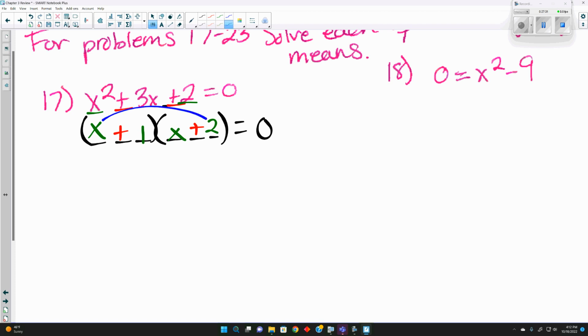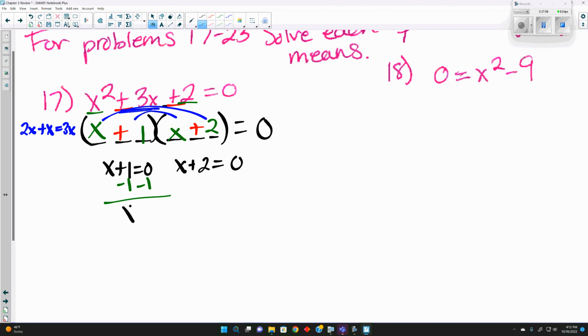Now again, just like what we did with factoring, we can check it. X times 2 is 2x. 1 times x will be plus x, which is 3x, which is the middle term we wanted. So these are the correct factors. Now when we solve by factoring, whenever we have two things multiplied together to equal 0, one of them must be 0. So either x plus 1 is 0 or x plus 2 is 0. Solve for the value of x. So here we would subtract 1 from both sides, telling us x is equal to negative 1. Here we're going to subtract 2 from both sides, telling us x is equal to negative 2. And these are our solutions here.